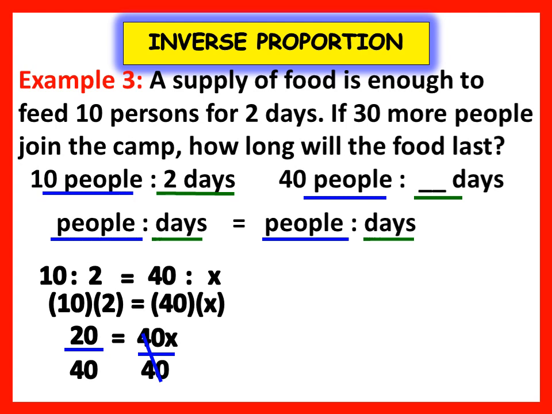But 20 over 40, it is not 2. Be careful of that. So we have a common factor, or greatest common factor, of 20. So let's divide it for the numerator and denominator. 20 divided by 20 is 1. Then 40 divided by 20 is 2. So we will get 1/2. Okay? So therefore, if there are 40 people who will share the same food, it will last for only 1/2 day. Okay? So the final answer there is 1/2. So let us have another example.